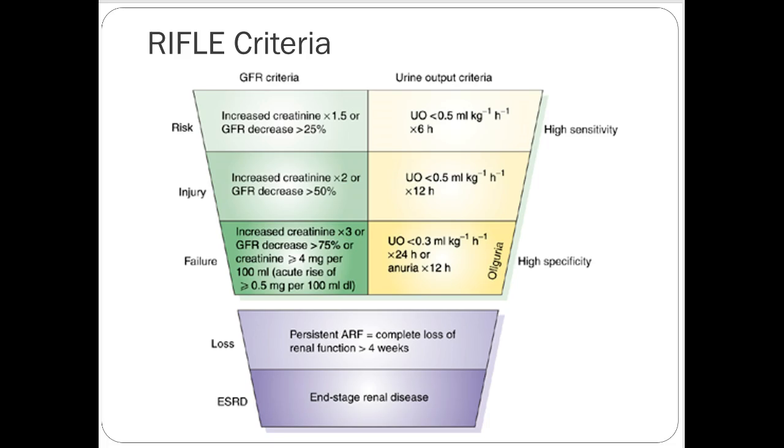Which leads us very nicely into the acute kidney injury topic. The RIFLE criteria is just a set of parameters that defines acute kidney injury and what your risk is. GFR decreases and creatinine increases is generally what we're looking at off of baseline.